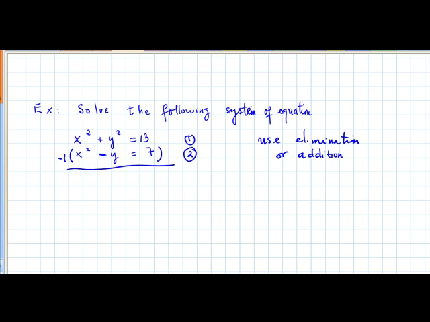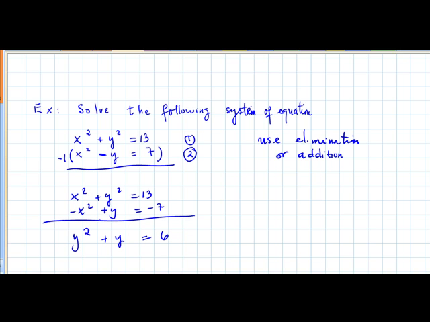So I decided to multiply equation 2 by minus 1. Let me rewrite this system again. So now we have minus x squared plus y equal to minus 7. Now when I add this, the x term disappears, and I have y left over, so I have y squared plus y equal to 6.